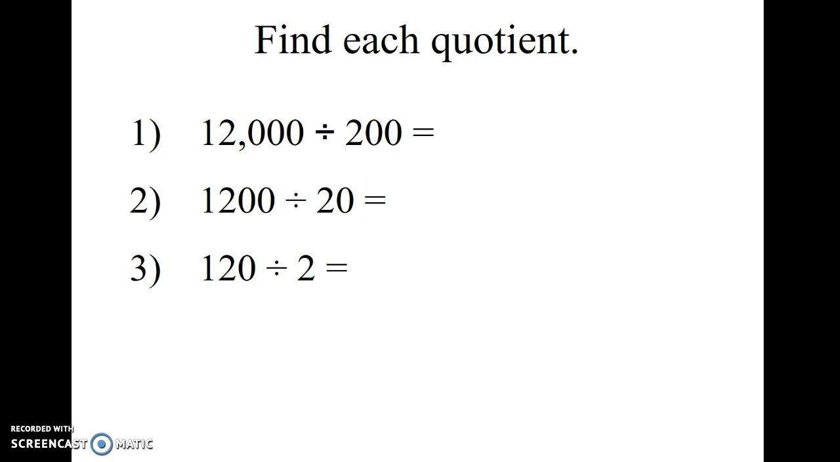Okay, let's check your answers. You might have noticed that for each problem, your quotient was 60. So again, look back at the observation you wrote for the last set of problems and see, does that observation hold true for this set of problems? If so, put a star next to it. If not, make a new observation about these problems.